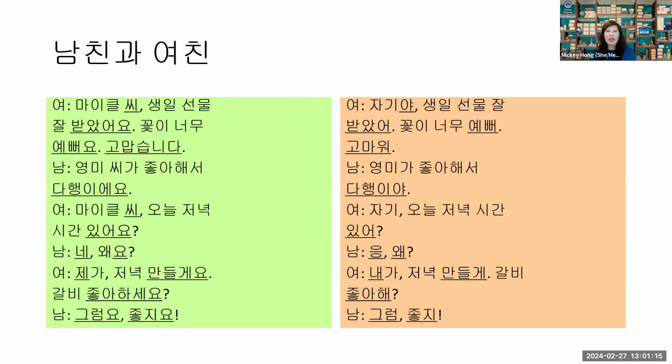자기야, 생일 선물 잘 받았어. 꽃이 너무 예뻐. 고마워. She calls him 자기. You don't refer to someone as 자기 unless it's your significant other, not your spouse. When you guys are alone together, you can refer to your significant other as 자기, like "you". But this can also be with very close friends. It's very affectionate. It doesn't have to be romantic per se.